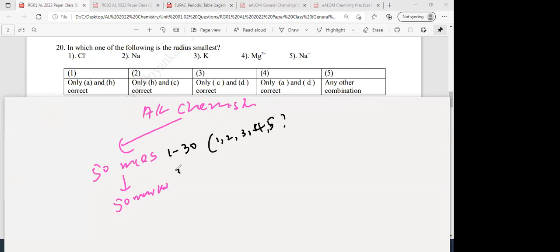For questions 31 to 40, you get ABCD type questions. These are 10 MCQs. The last 10 MCQs, 41 to 50, will be like this. Our syllabus had 60 MCQs, now it's reduced to 50.